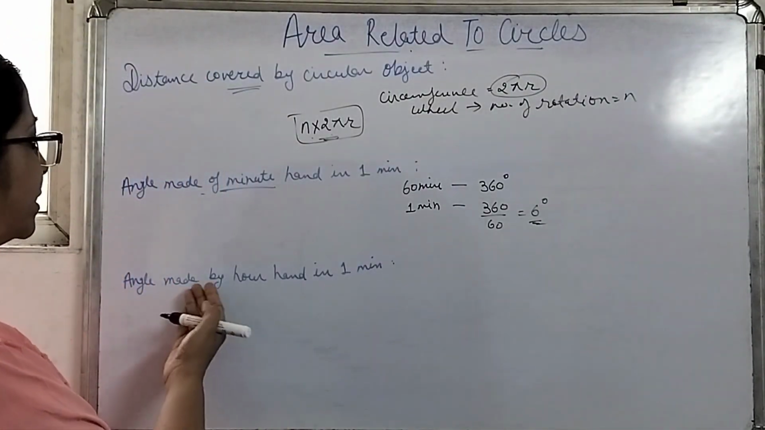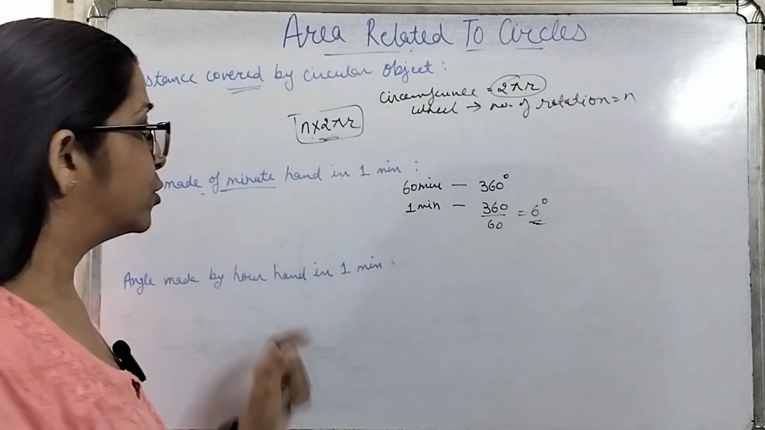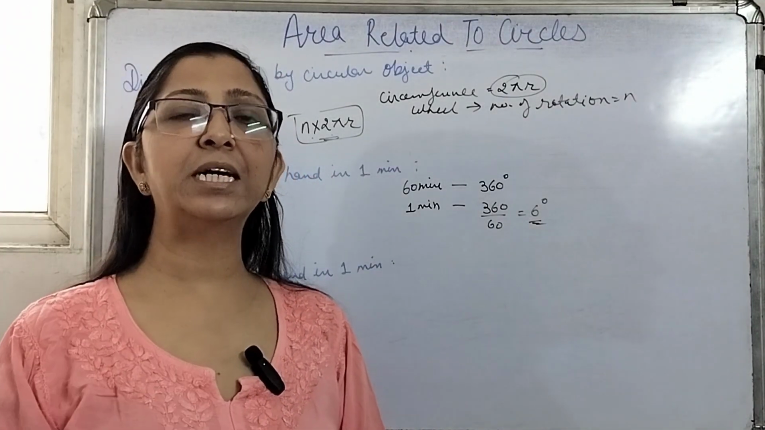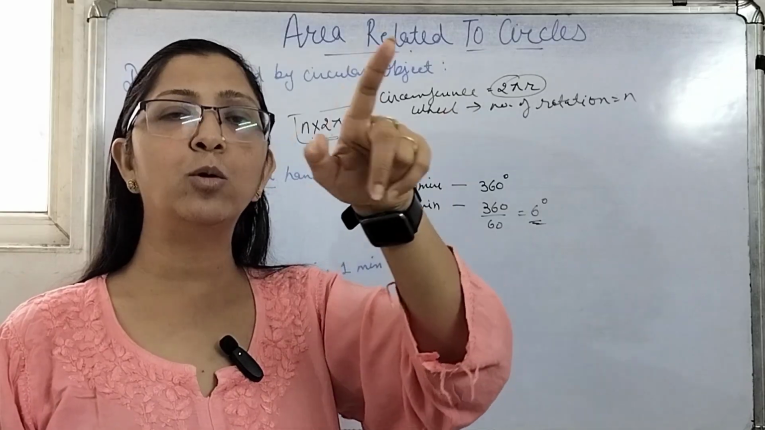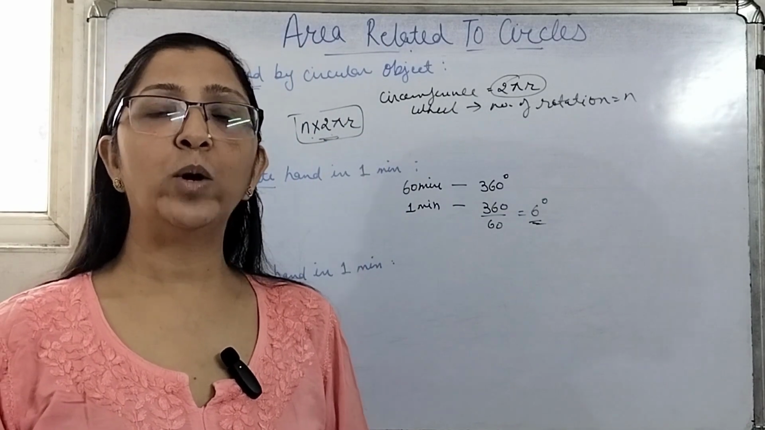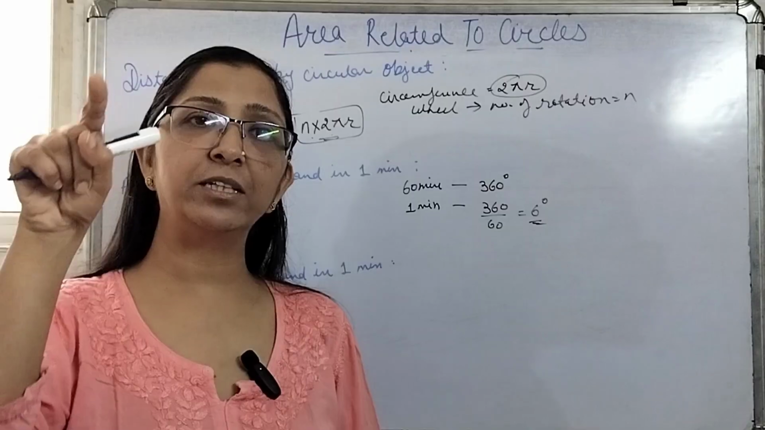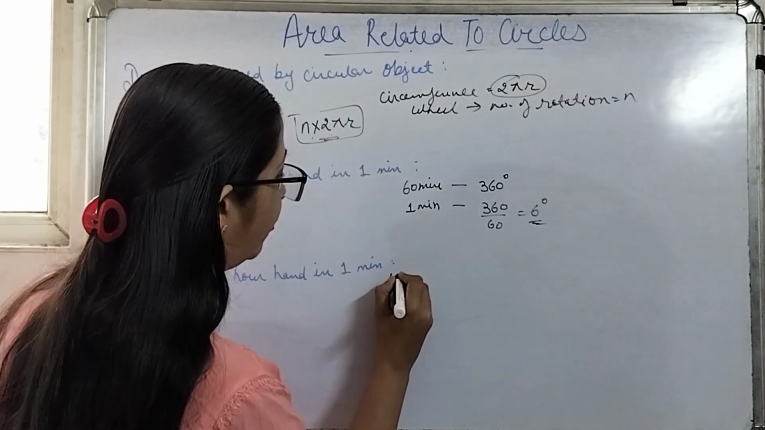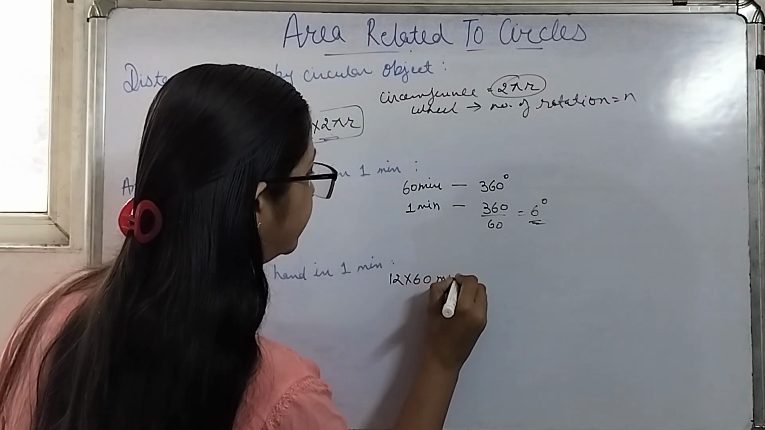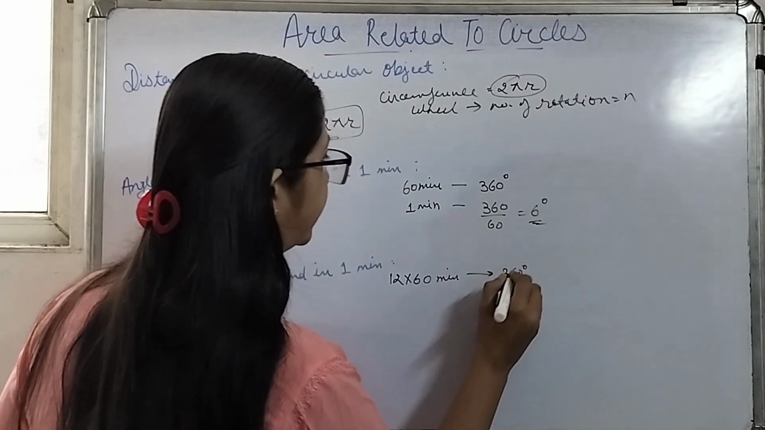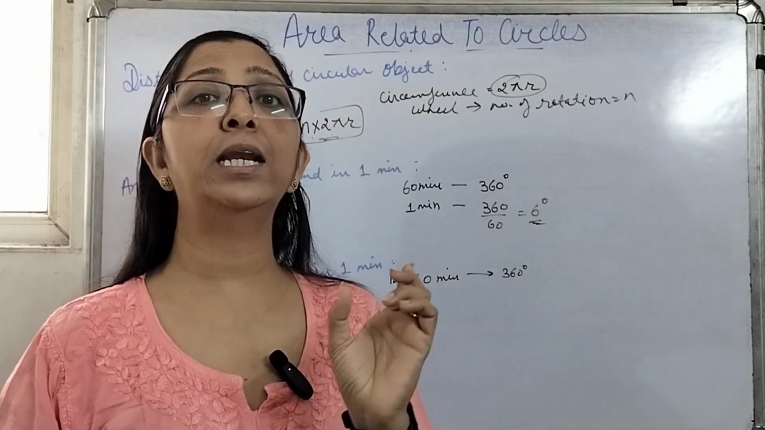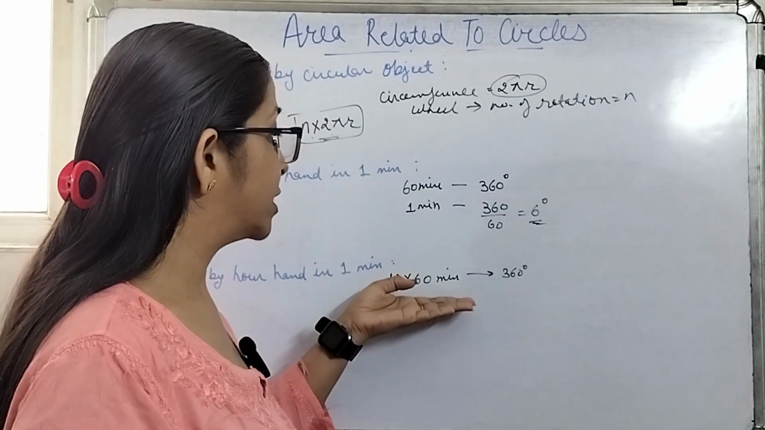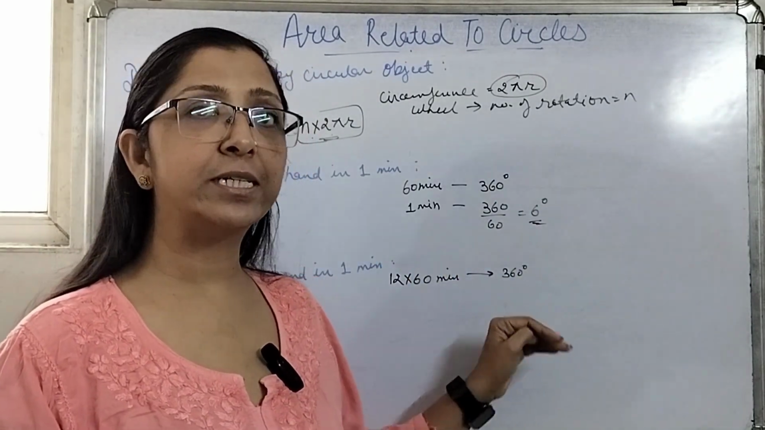Now, what will be the angle made by the hour hand in 1 minute? Just now we have seen how much angle is made by the minute hand. The hour hand completes one whole round in 12 hours. Once it completes 12 hours, it covers the whole circle. That means in 12 hours, or 12 multiplied by 60 minutes, it makes an angle of 360 degrees.